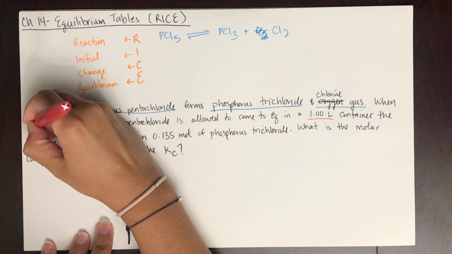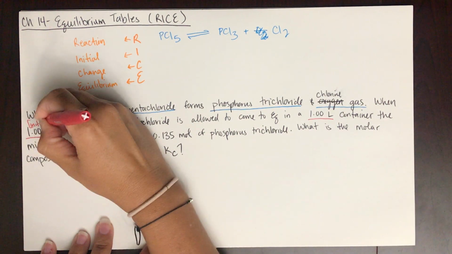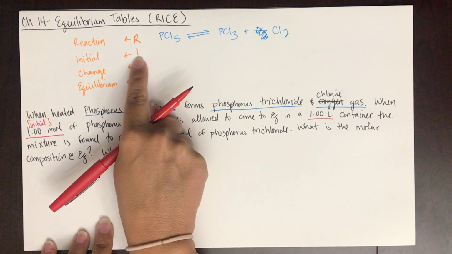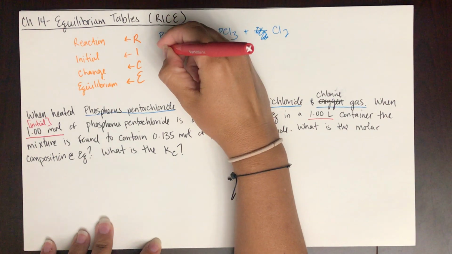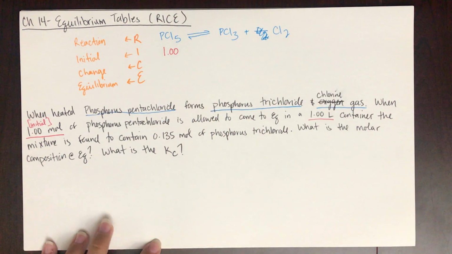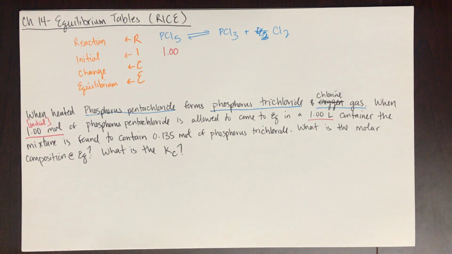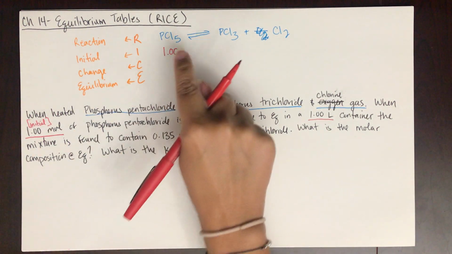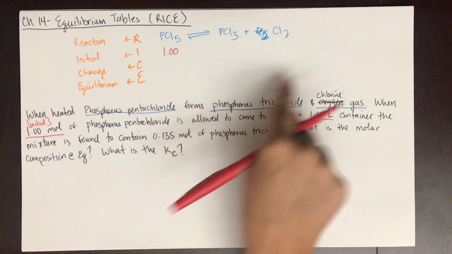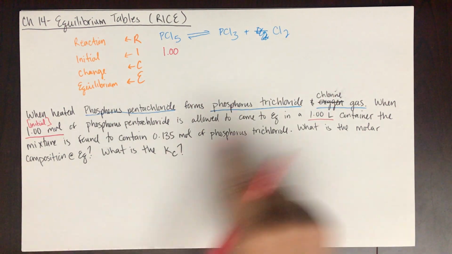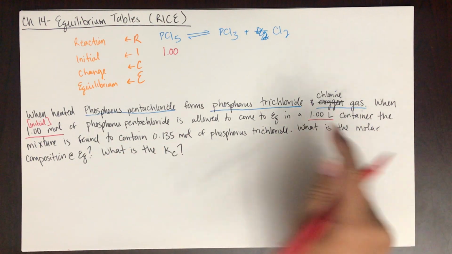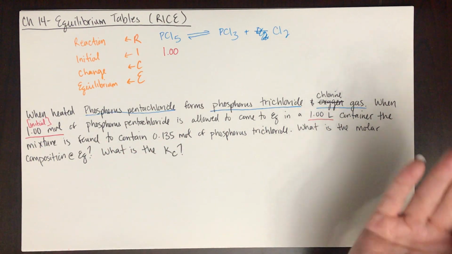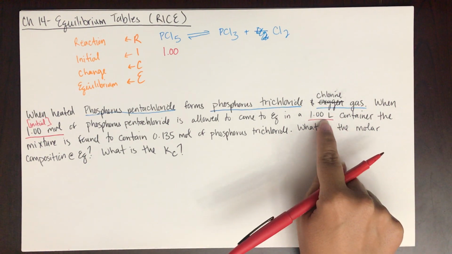This is the initial concentration. So that's what goes here. We have 1.00 molar initial concentration of the PCl5, the phosphorus pentachloride. Concentrations in molarity are what go in these equilibrium tables. So we have a 1 liter container, so moles per liter is molarity. So the number of moles also happens to equal the molarity in this case because the volume of the container is 1 liter.